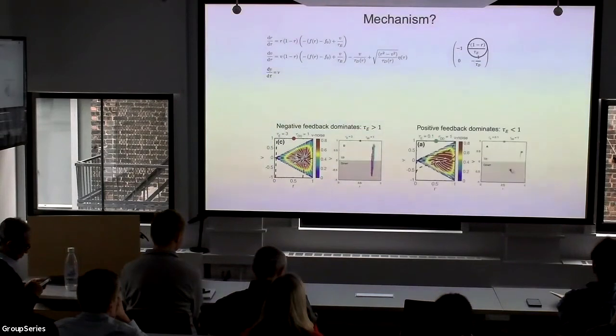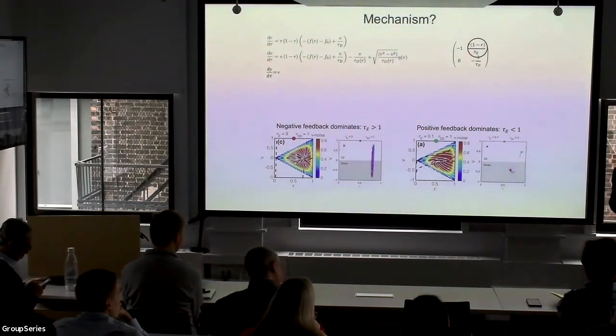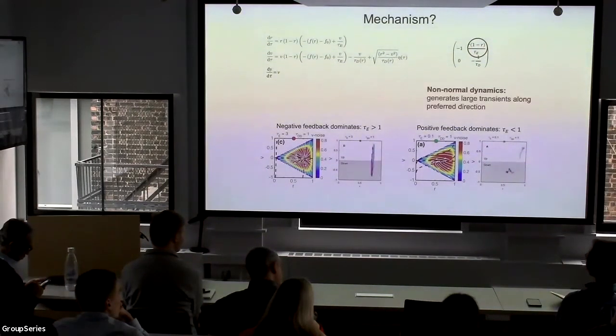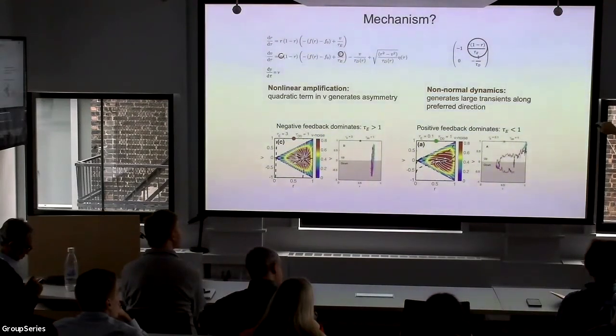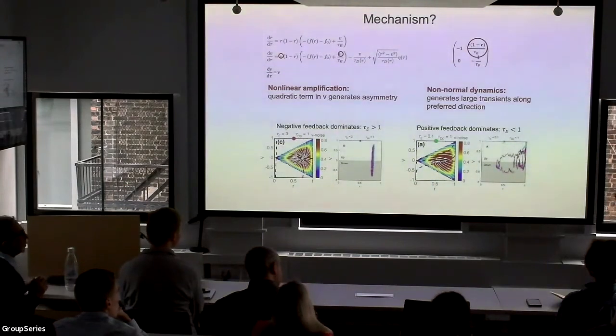What's very interesting is what happens when tau e becomes small. Now you start to have circulation in this space, because your eigenvectors are not normal, so you can have non-normal dynamics. Even though the system is still stable, you can have transients that are large. And the second thing that is cool, so you have non-normal dynamics, and you have this quadratic term here in the speed that breaks symmetry.